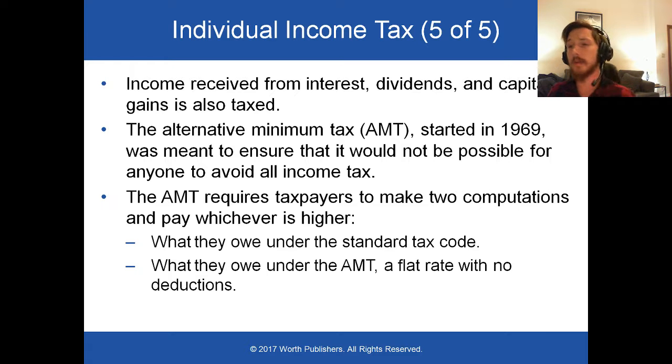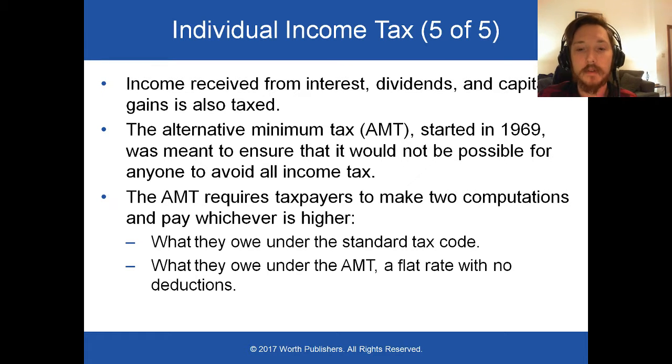There's another problematic thing, the alternative minimum tax. The alternative minimum tax was started in 1969 to target the extremely wealthy, who it was found were often able to avoid paying any taxes because of loopholes. The alternative minimum tax requires taxpayers to make two different computations and pay the higher of the two, whatever they would owe under the standard tax code or whatever they would owe under the alternative minimum tax.